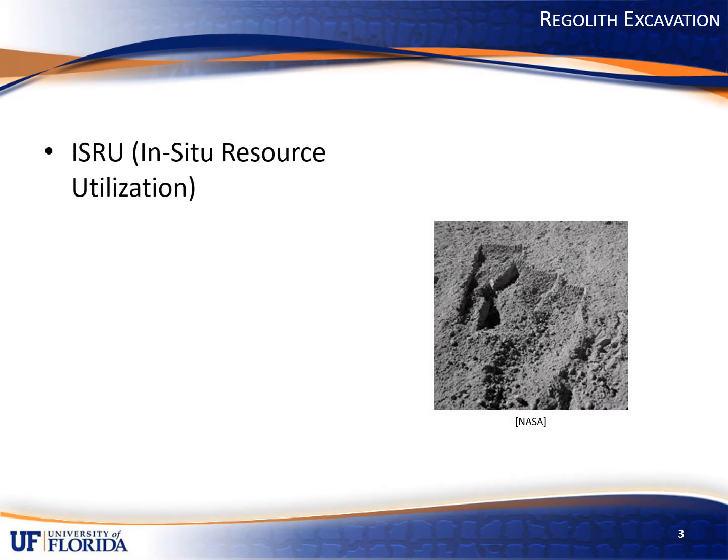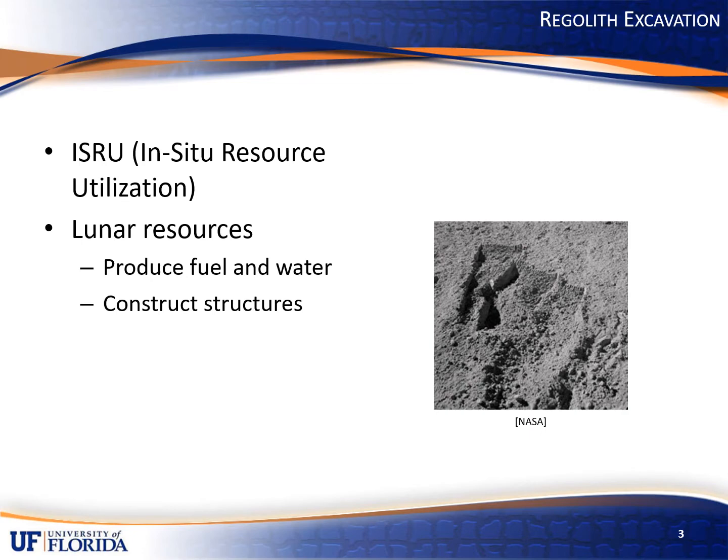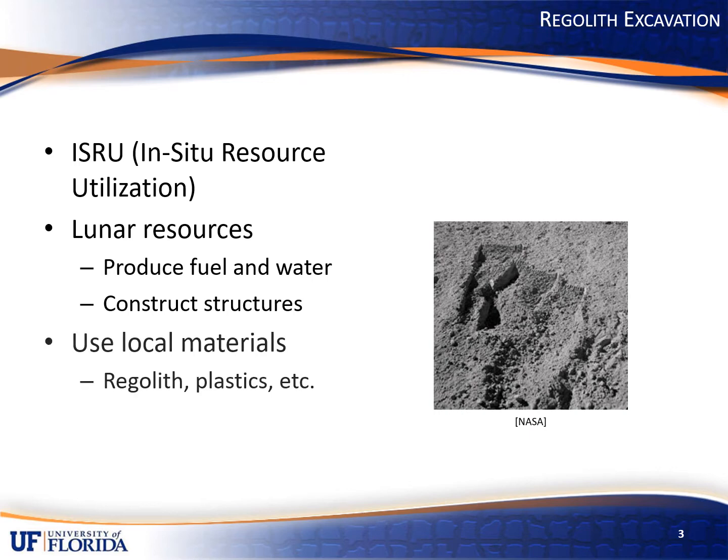The desire to perform regolith excavation comes from the need to perform ISRU on other celestial bodies, such as the Moon or Mars. It's not desirable to bring additional resources like fuel, water, or pre-constructed structures onto the surfaces of other celestial bodies. Therefore, ISRU focuses on the utilization of other local materials such as regolith or plastics. These local materials can then be used to produce additional fuel, water, or structures on the surface of the bodies without the need for expensive transportation costs.